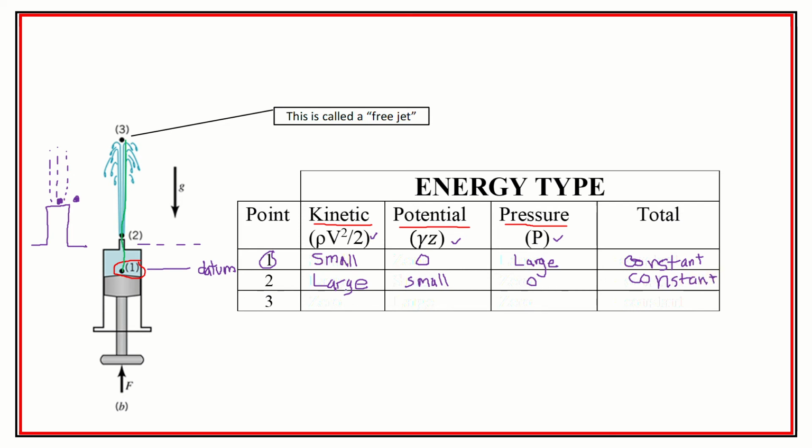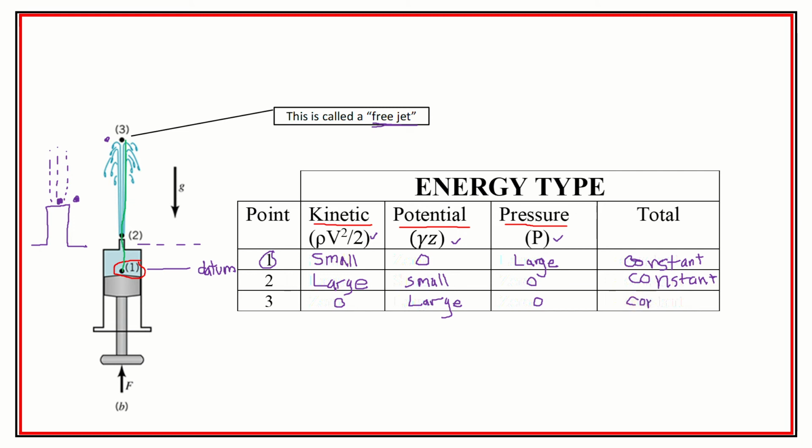I don't think I have to write out constant every time, but maybe I will. Now we move up higher here, and we're going to get to the very top where we stop. We often call this a free jet, that we shot straight up into the air, and it can only go so high, so the kinetic actually becomes 0 there. The potential energy now is going to be large. It's going to be at its largest. It is traded off with the kinetic. And the pressure will now be 0 as well, because it's going to be atmospheric pressure. It's not going to go in any direction. But this is also constant.